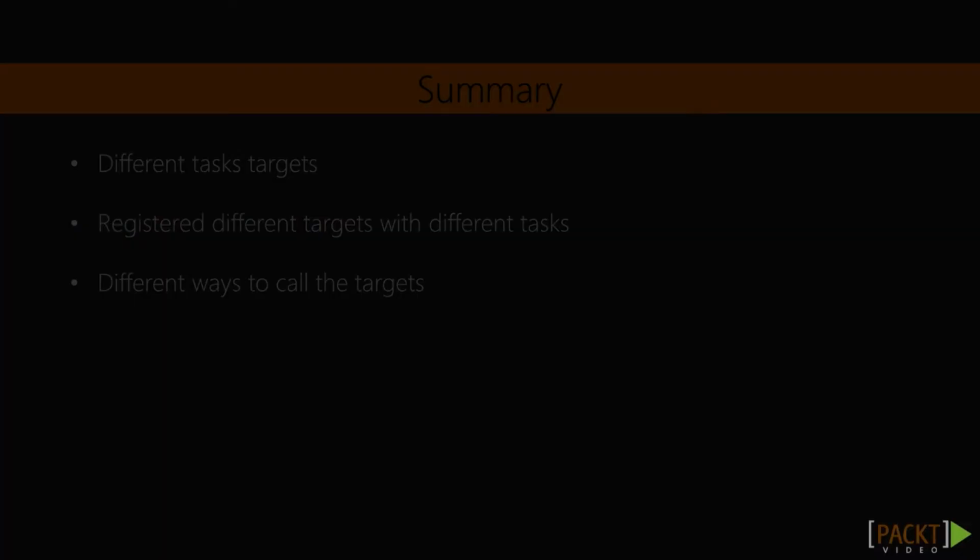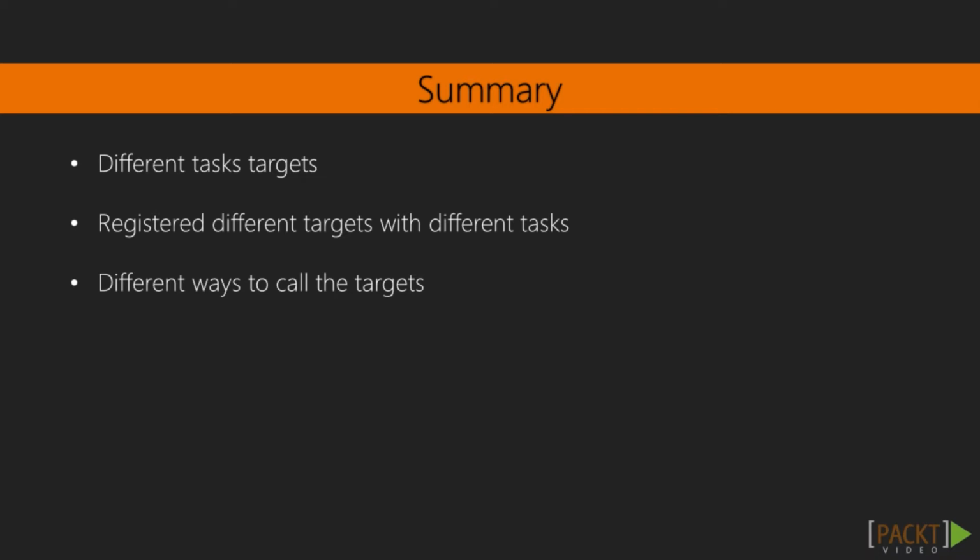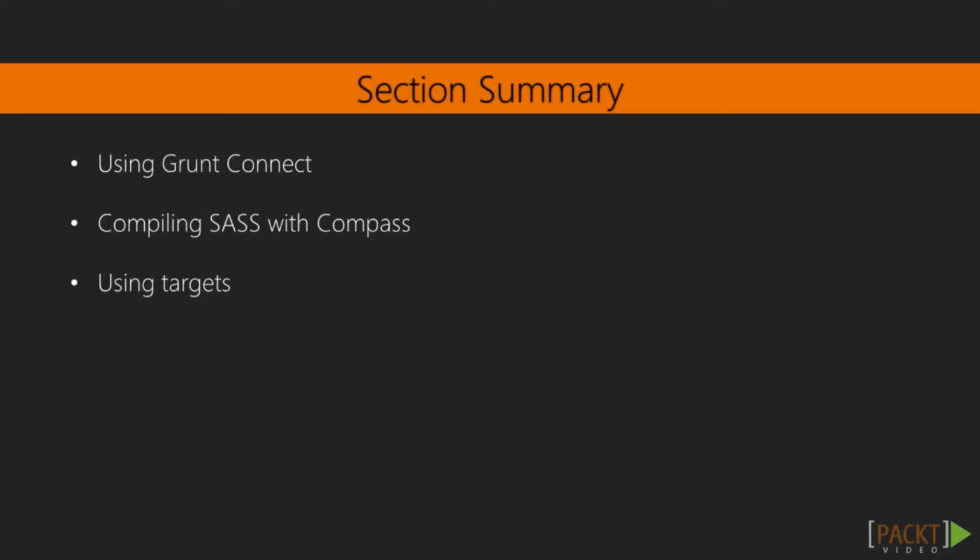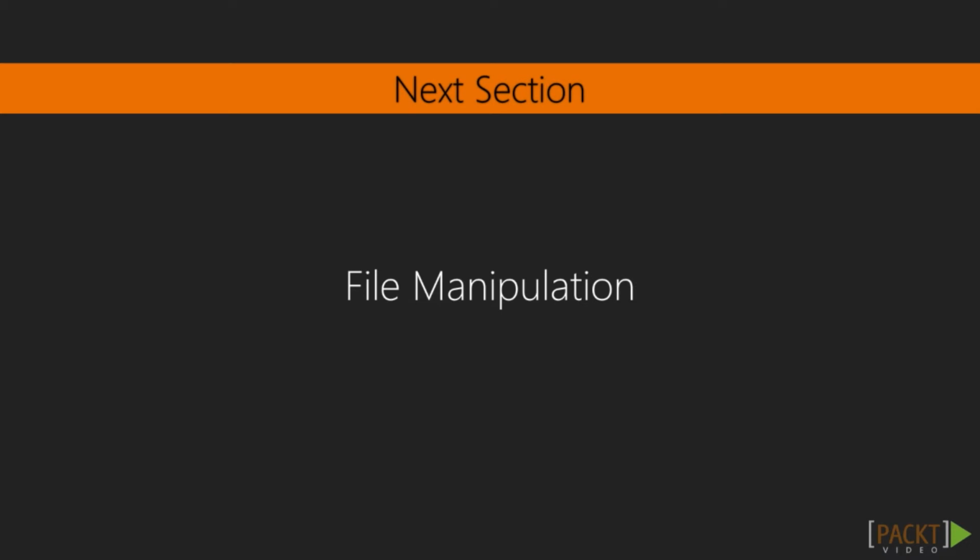This video covered targets and how you can build differently. This section was a doozy covering grunt connect to serve pages, grunt compass to compile our CSS, and grunt targets to get us different output for different situations. Consider taking a break. The next section will be fairly short compared to this, in that we'll be looking into file manipulation. See you soon.